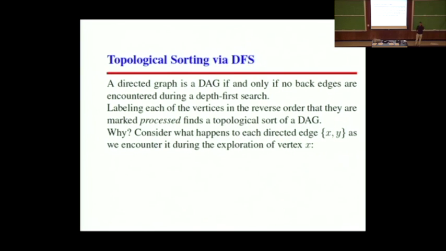Any questions? Okay. So how can we do topological sorting by depth-first search? The interesting thing is that a directed graph is a DAG if and only if, when you do a depth-first search on it, you have no back edges. On an undirected graph, we saw that all you had were tree edges and back edges. If you have a DAG, the claim is that you won't have any back edges. Why is that?